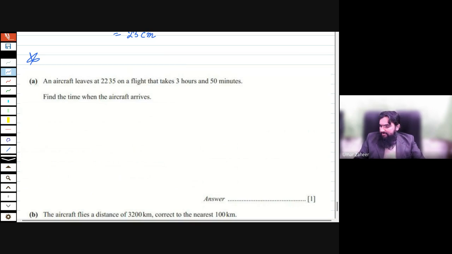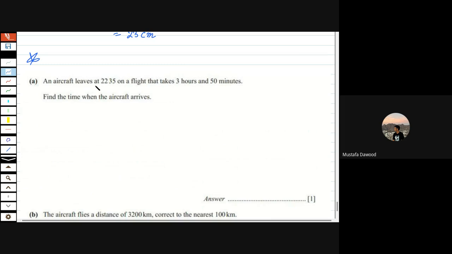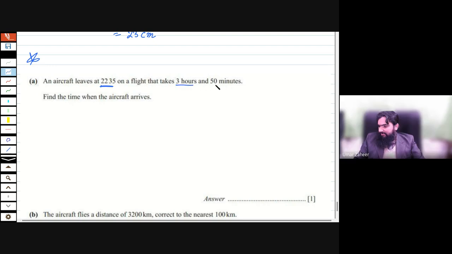Mustafa, please read the question. An aircraft leaves at 22:35 on a flight that takes 3 hours and 50 minutes. Okay, so it is 22:35. In 1 hour it will be 23:35. 1 more hour it will be 24, or 00:35. 1 more hour it will be 1:35.